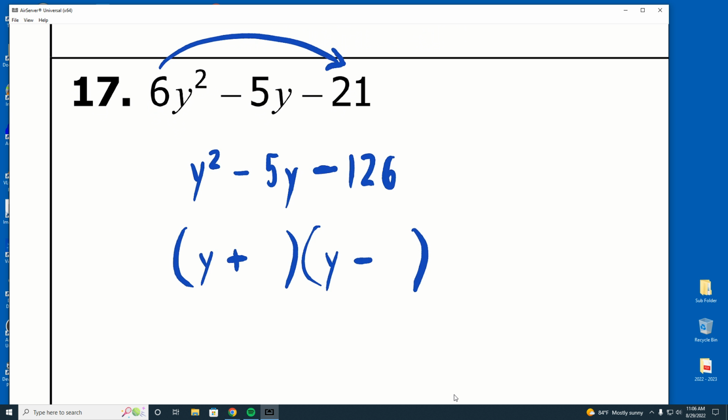This was that note sheet I gave you on Friday. Okay. 126 divided by 9 gives me 14. 14 times 9 gives me 126, and the difference between 14 and 9 is 5. Okay, so what sign wins in the middle?